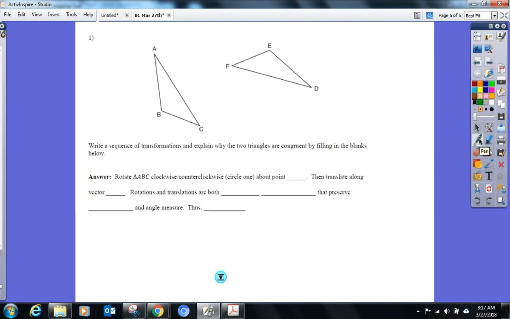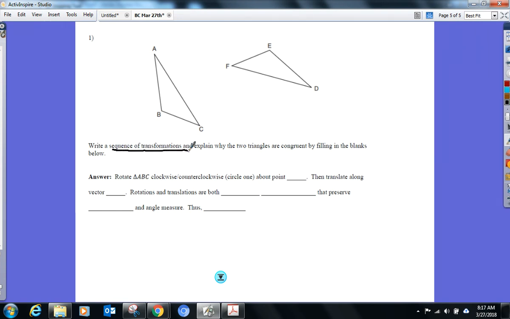Write a sequence of transformations. So I'm looking for 2 transformations here that would map ABC onto DEF. Can you guys just tell me the transformations, and then I'll help you with the specifics about degree measure, translating, line to reflect over, etc. What 2 transformations could I do here that would match those 2 triangles up?